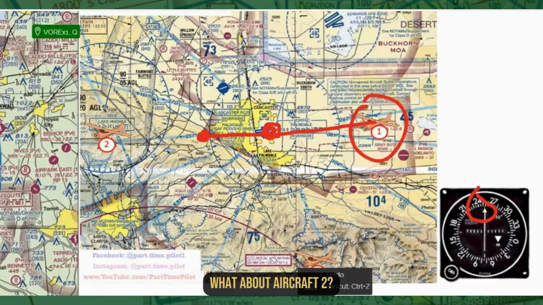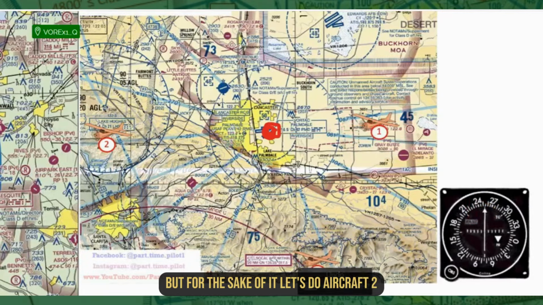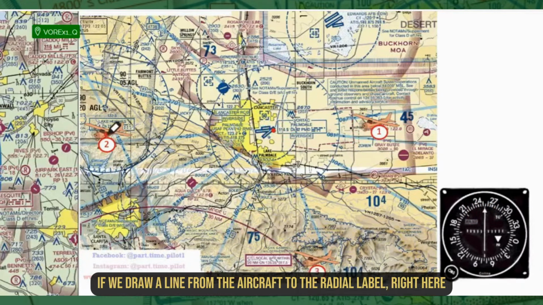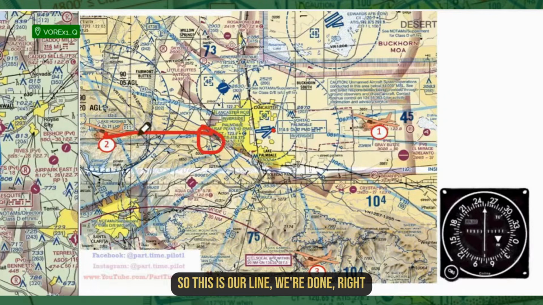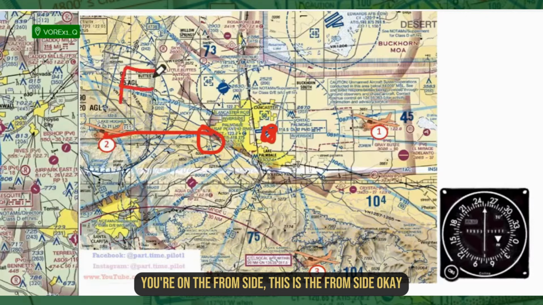So what about aircraft 2? We've already crossed off aircraft 3 and aircraft 1, but for the sake of it, let's do aircraft 2. We draw a line from the aircraft to the radial label right here. This is our line. We don't even hit the center. We hit the label first. Whenever you hit the label first, you're on the from side.